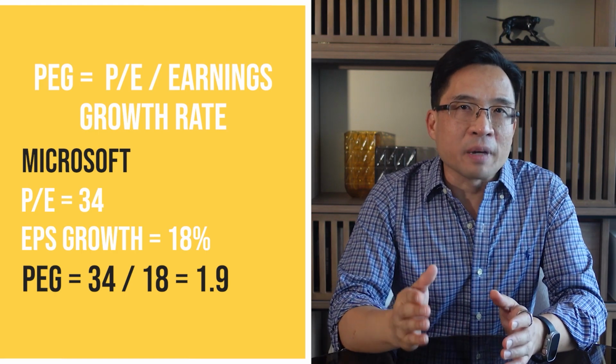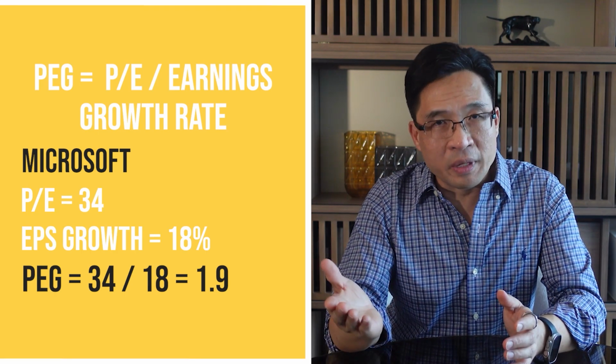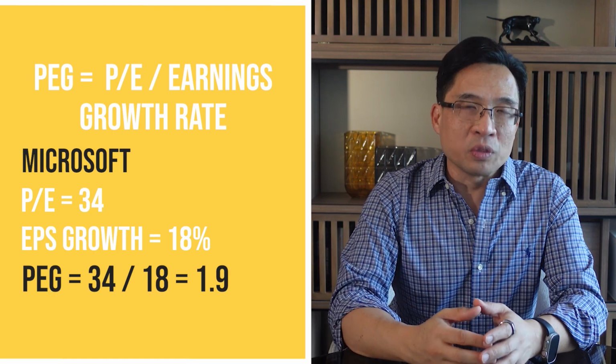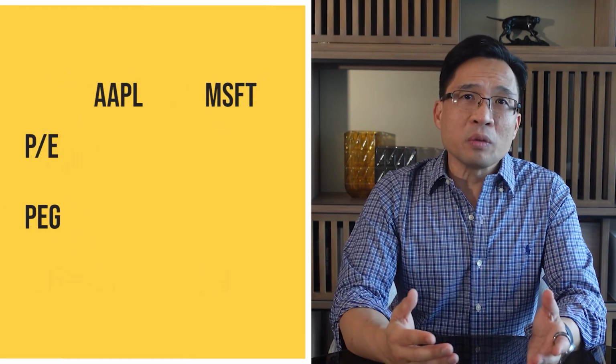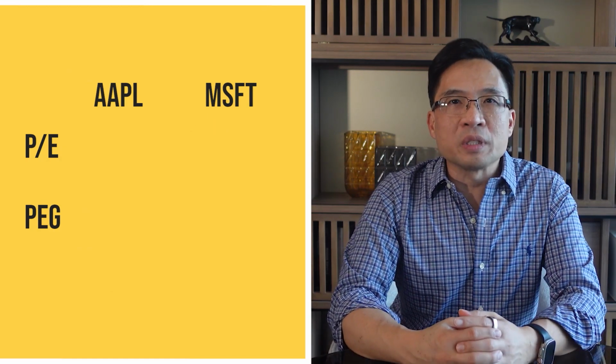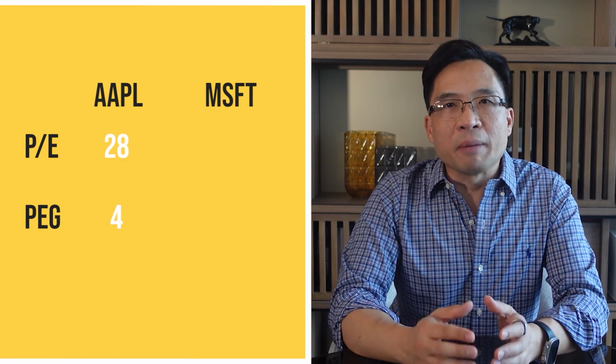That is, the PEG of Microsoft is equal to 34, which is the PE ratio, divided by 18, which is the growth rate, which gives a 1.9 PEG ratio. So when we take the growth into account, we see that Apple has a PEG of 4 and Microsoft has a PEG of 1.9. Peter Lynch believed in buying growth at a reasonable price.